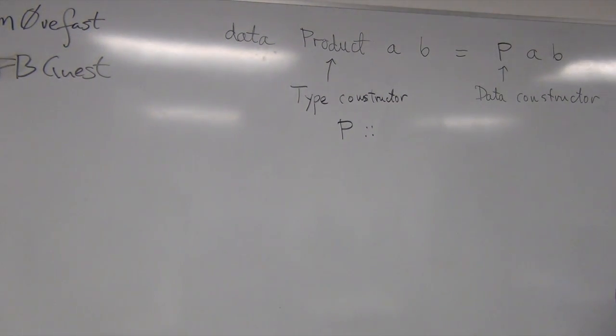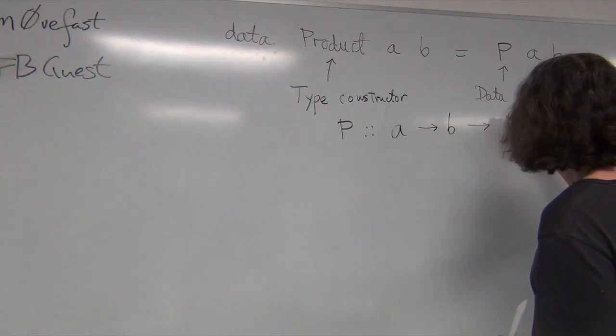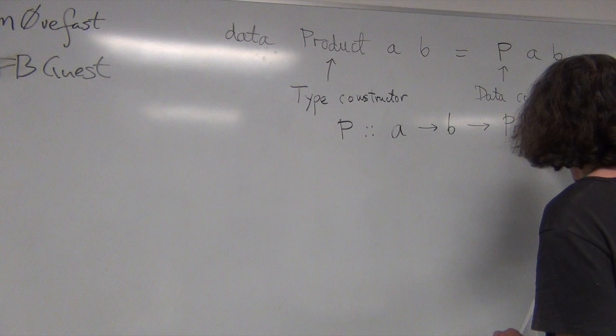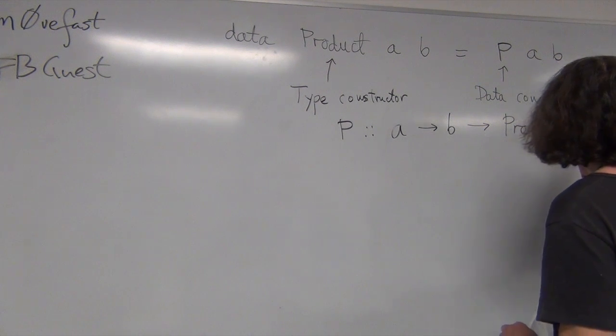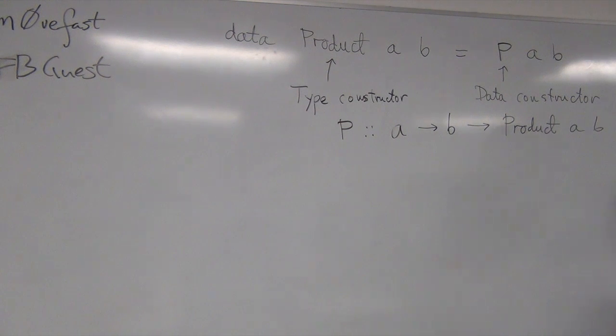A, so it takes A, B and it produces product of A, B. And the reason that using product and P explicitly, making a distinction, is helpful here: you see product appears here, not P.